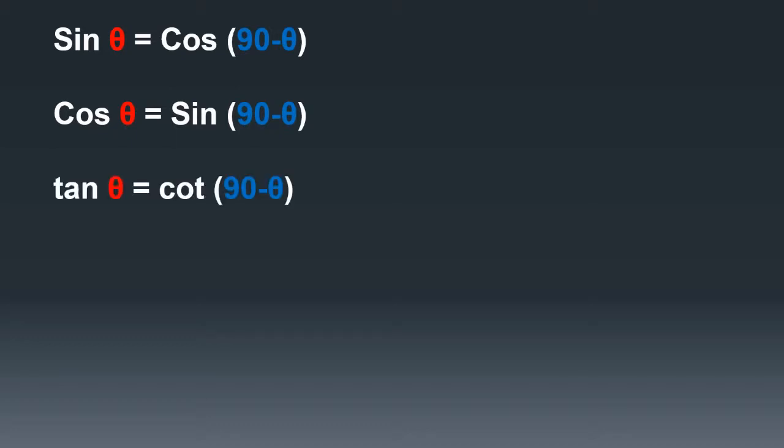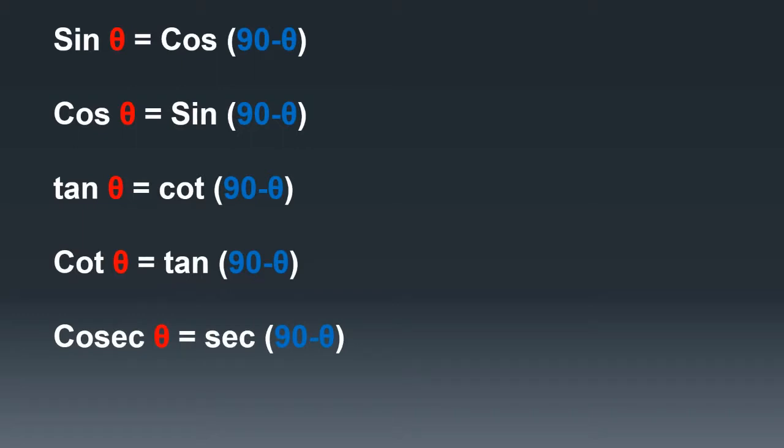Tan theta is equals to cot 90 minus theta and cot theta equal to tan 90 minus theta. So tan ratio and cot ratio are also related, that is tan theta equal to cot 90 minus theta and cot theta will be equal to tan 90 minus theta. Similarly, there is relation between cosec and sec, that is cosec theta is sec 90 minus theta and sec theta is equals to cosec 90 minus theta. So all the six trigonometric ratios are related to one another.